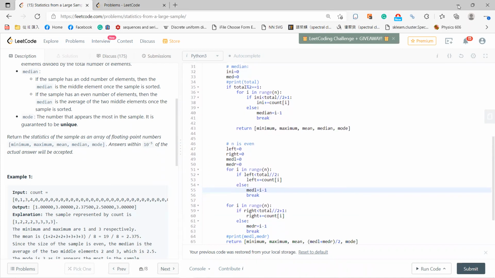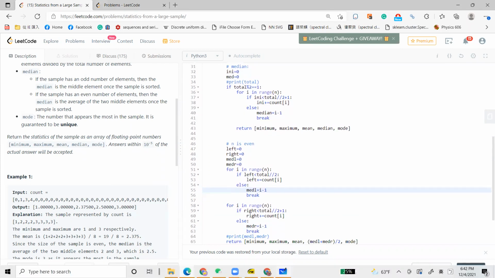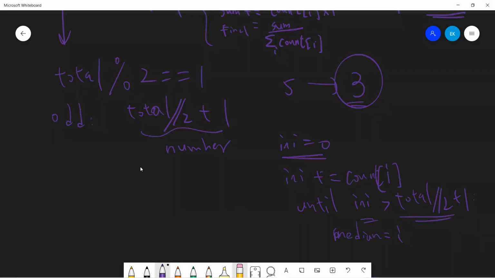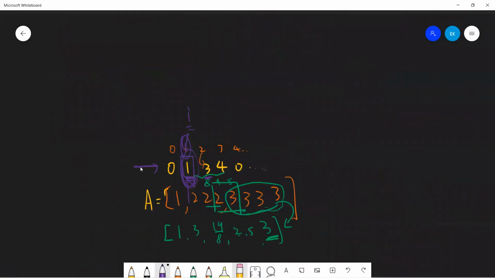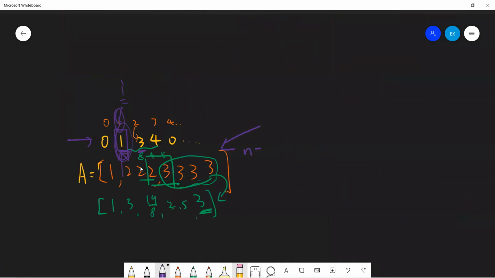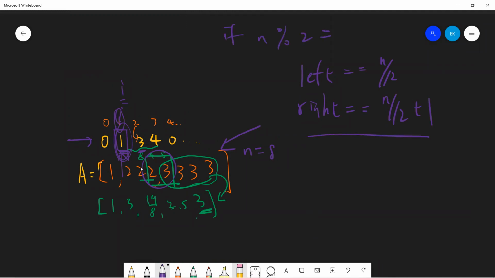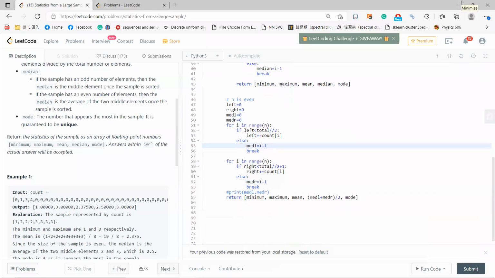If n is even, it's a little bit tricky. If n is even, I need 2 numbers, just like in this case, since n is 8. So I need one called left and one called right. Left needs to be the n divided by 2 th number, and right needs to be the n divided by 2 plus 1 th number, if n is even. We do the same thing, but go through the array twice. You can combine it into once, but I think it's a little bit tricky, so I write it twice.